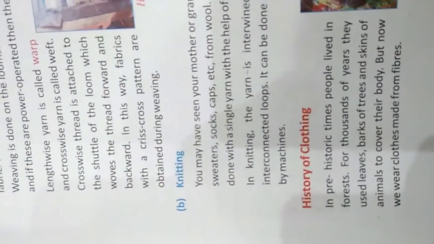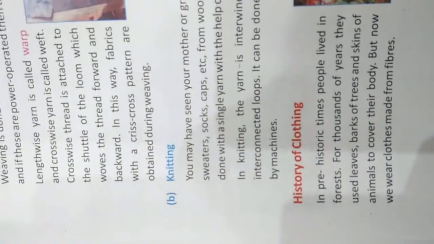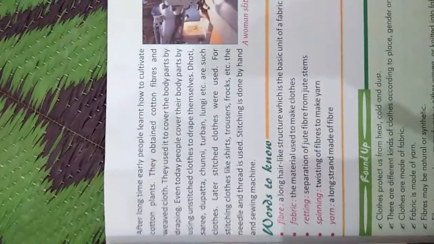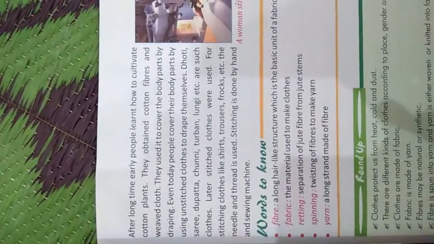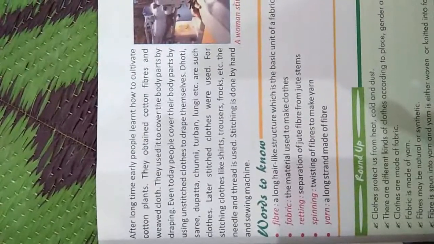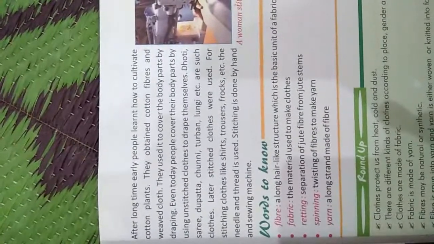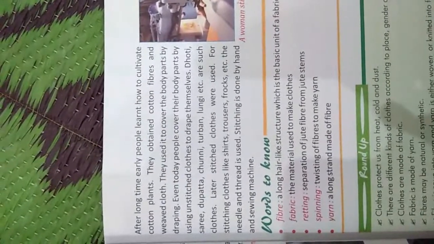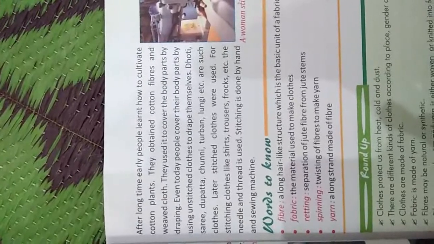Now, the history of clothing. In prehistoric times, people lived in forests for thousands of years and they used leaves, barks of trees, and skins of animals to cover their bodies. But now we wear clothes made from fibers. After a long time, early people learned how to cultivate cotton plants and many other fiber plants, and they obtained cotton fiber and wove cloth. They used it to cover body parts by draping, and even today people cover their bodies by using unstitched cloths to drape themselves.